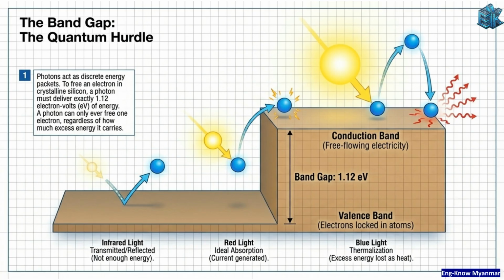side. The band gap is the quantum hurdle that a photon must overcome. To free an electron in crystalline silicon, a photon must deliver exactly 1.12 electron volts of energy. Photons with less energy, like infrared light, are transmitted or reflected. Photons with much higher energy, like blue light, generate excess heat, losing energy through thermalization.